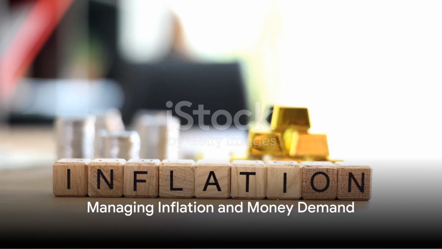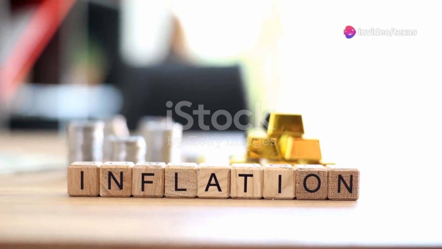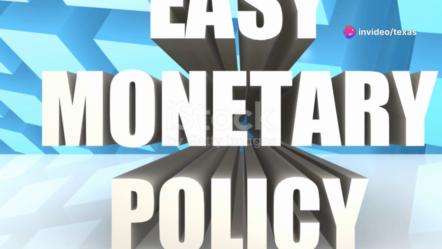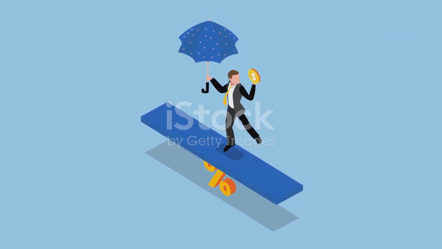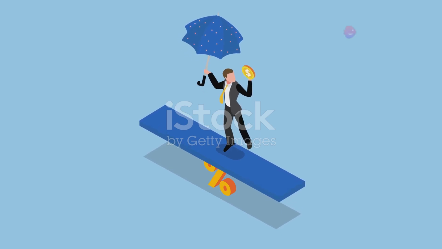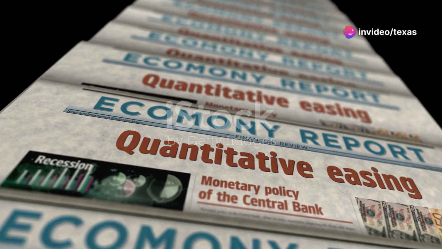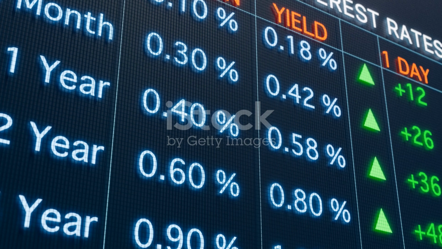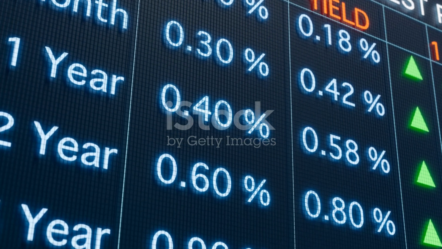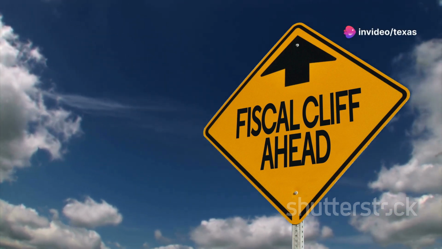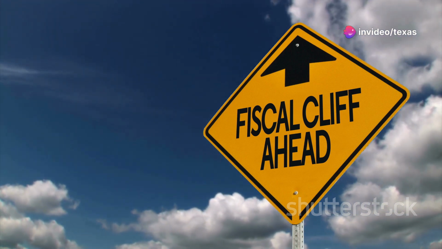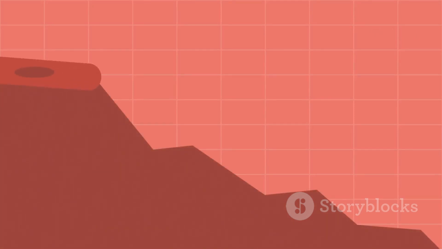How can we manage inflation, and what drives the demand for money? Let's dive in. Inflation, a general increase in prices and fall in the purchasing value of money, can be managed through various policies. Monetary policy, for instance, is a key tool. By adjusting the money supply, central banks can influence inflation. If prices are rising too quickly, a central bank might reduce the money supply, making borrowing more expensive and slowing economic activity. Another policy is fiscal policy, where the government adjusts its spending levels and tax rates to monitor and influence a nation's economy. A government could curb inflation by reducing spending or raising taxes, which would decrease the amount of money in circulation.